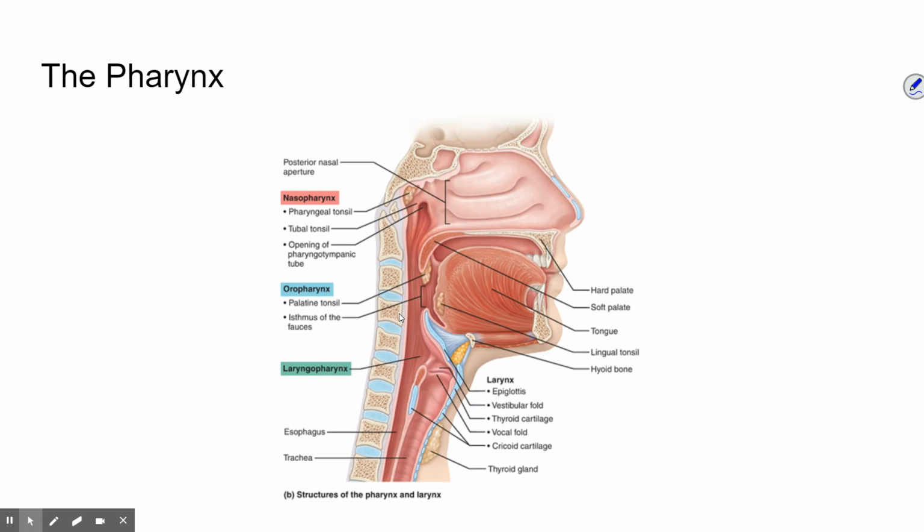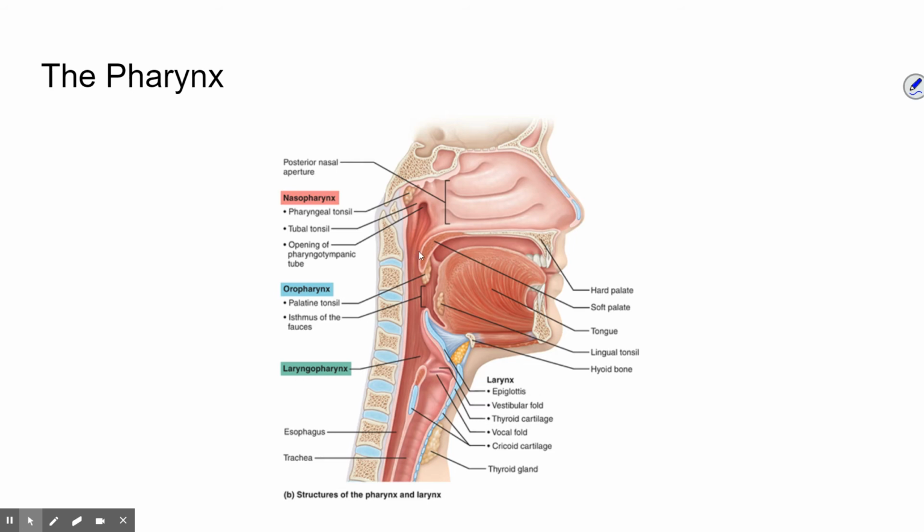The nasopharynx is up here, posterior to the nasal cavity, and also involves this area called the soft palate. It's in the back of your mouth, and that little thing called the uvula is in the back of your mouth. The soft palate and the uvula close this portion of the nasopharynx when you swallow, keeping things from going up into your nose.